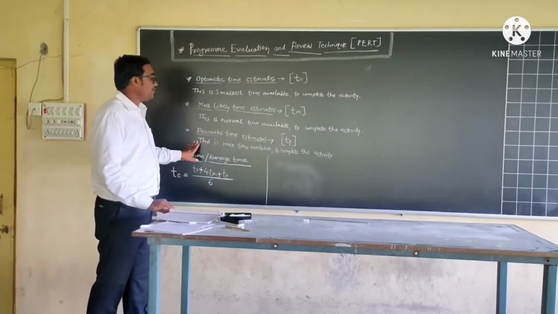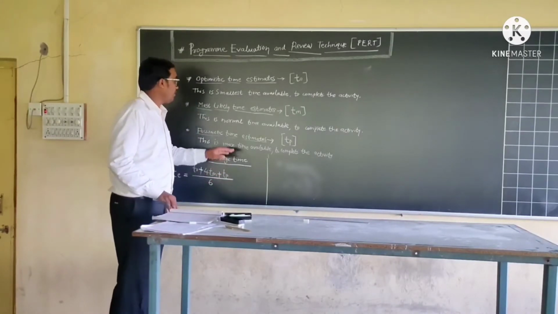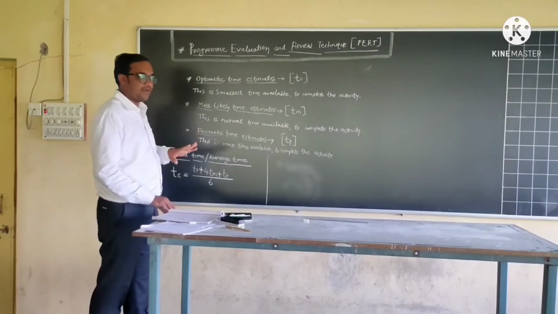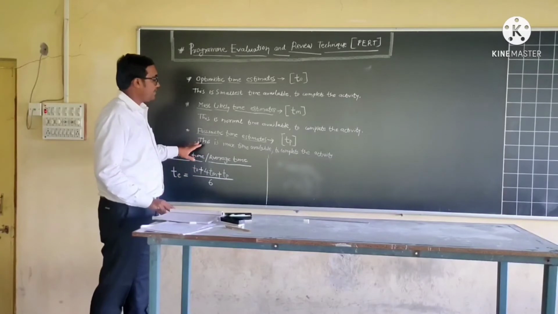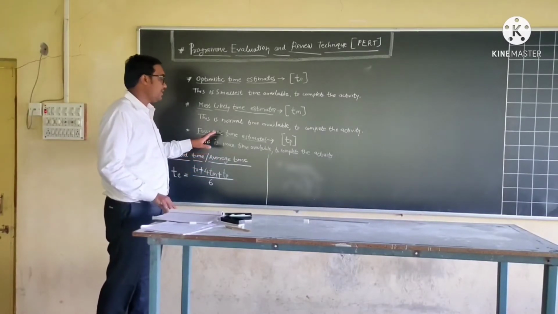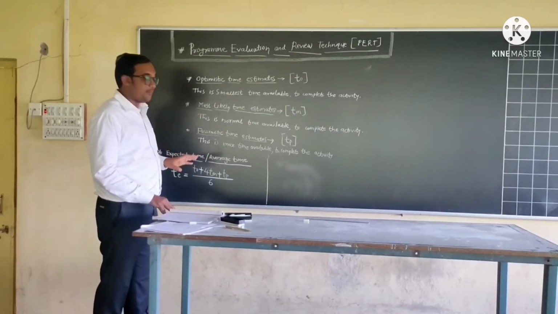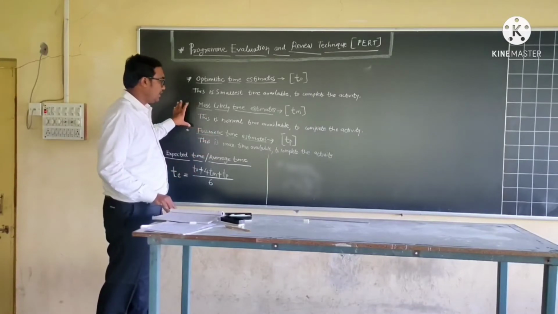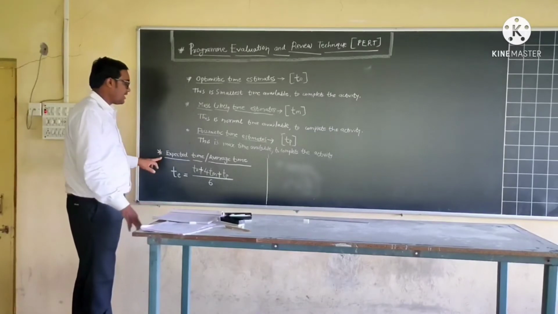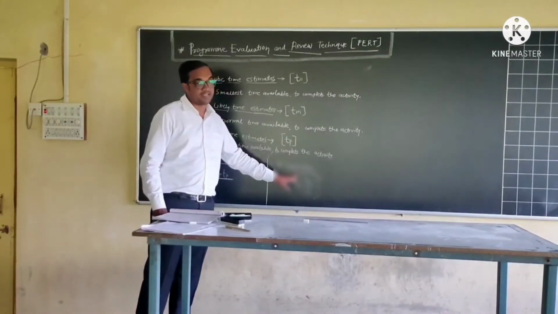This is the maximum time available to complete the activity. So first of all, optimistic time is the smallest time available, most likely time is the normal time available to complete the activity, and the pessimistic time is the maximum or largest time available to complete the activity. So all time estimates are given in PERT. Depending upon the given time data, there are two formulas. First is expected time or average time calculation and second is for variance calculation.